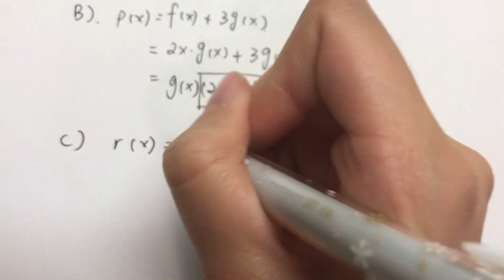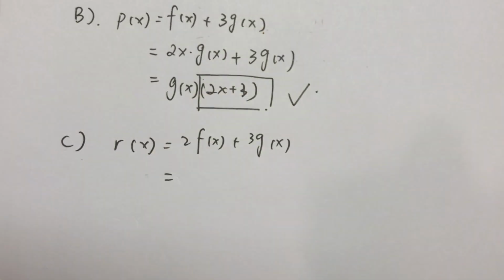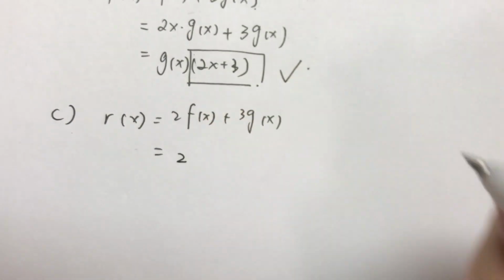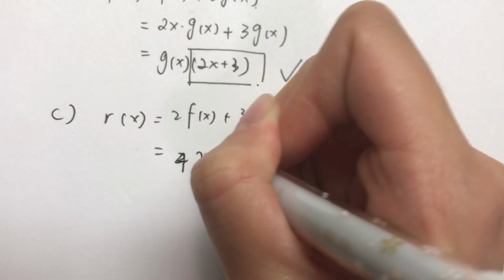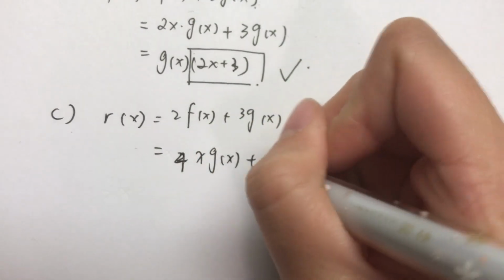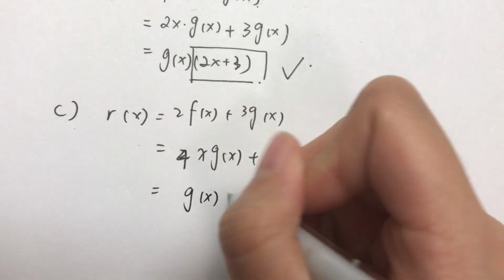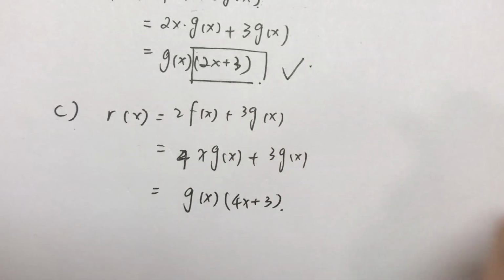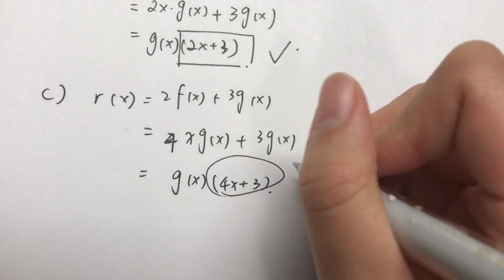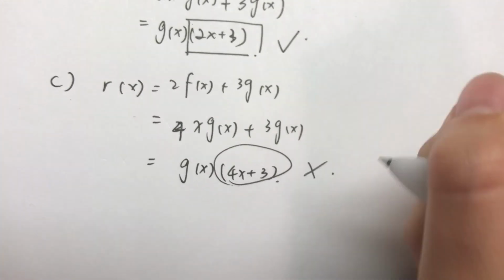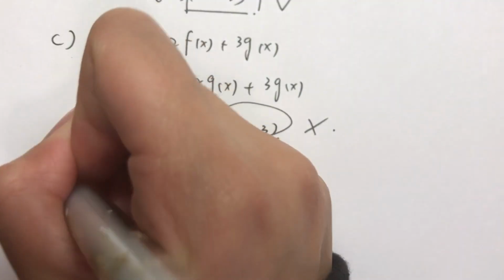r(x) equals 2f(x) plus 3g(x). And then we did the same thing. For 2f(x), f(x) is 2x g(x), so it's 4x g(x) plus 3g(x). It's g(x) times (4x plus 3). And this is also not the common part of 2x plus 3, so it's not divisible. Then we move on to choice D.